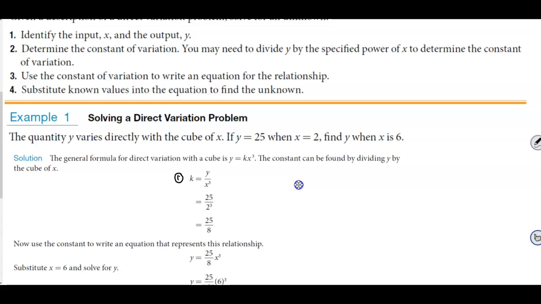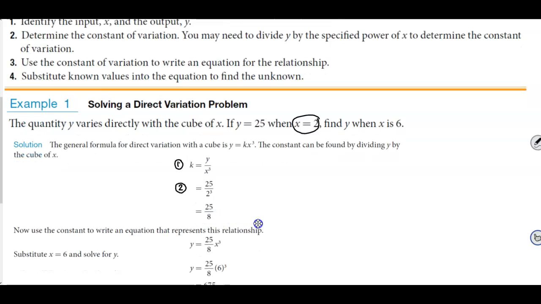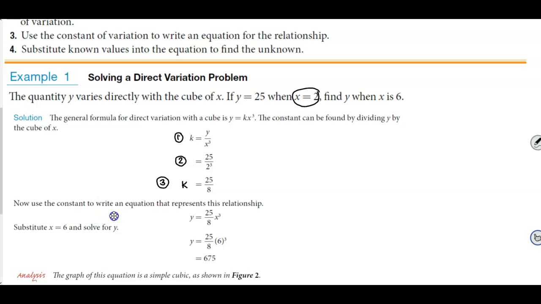So the first step is to write out the formula to solve for k. We're going to divide both sides by x cubed, so now k is going to equal y over x cubed. And then we're going to substitute the value of 2 in for x, and we get 25 over 2 cubed, which is equal to 25 over 8. So now we've found the constant k, and we're going to use that constant to write an equation that represents this relationship.